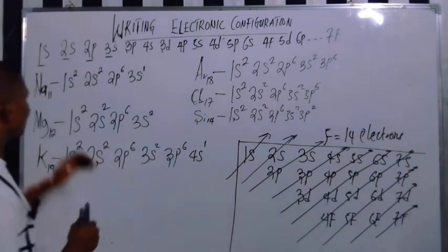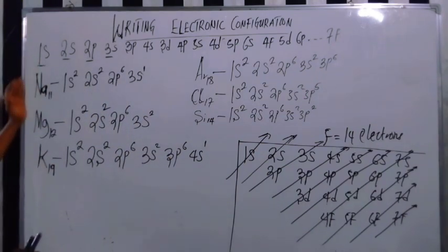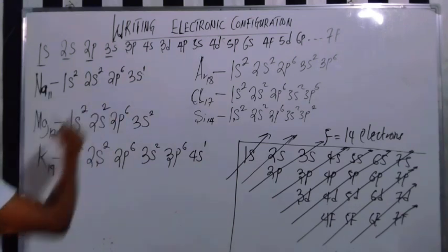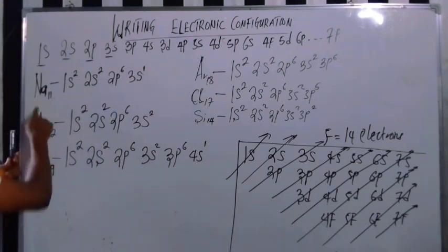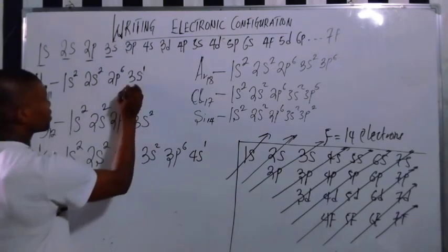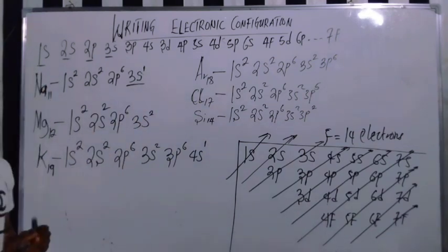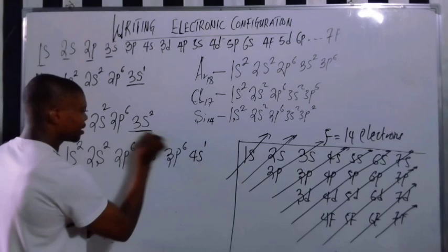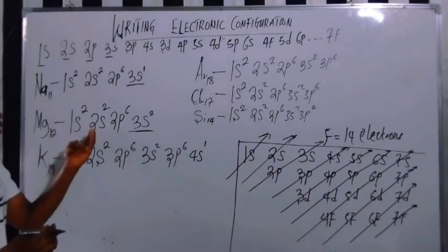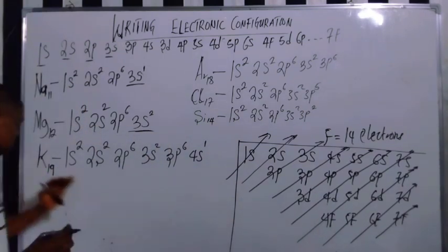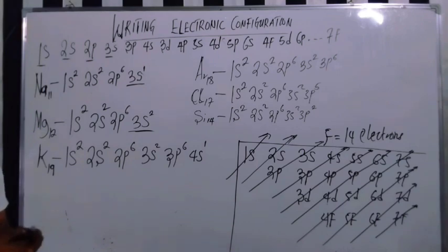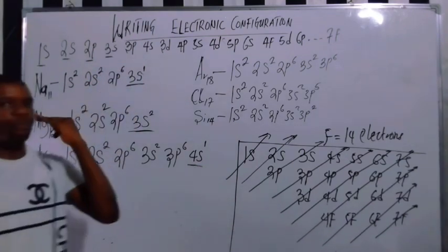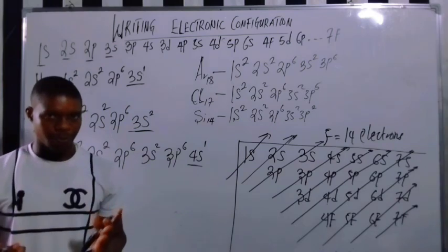Now, let's look at sodium, magnesium, and potassium. Look at it very well. What is the highest energy level here? The highest energy level in sodium is 3. You see that? For magnesium, the highest energy level is also 3, because here we have 1, 2, and 3. For potassium, the highest energy level is 4. So from here, you can get the block, the period, and the group.